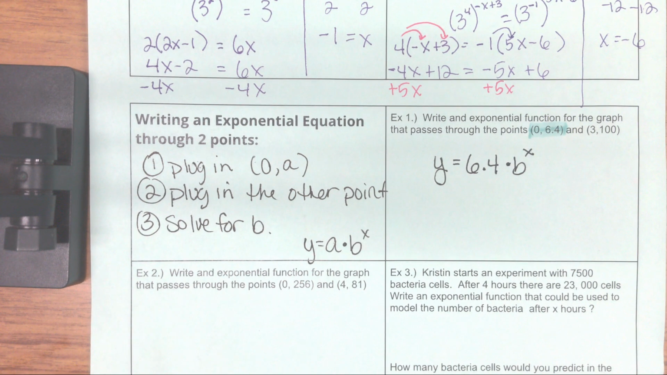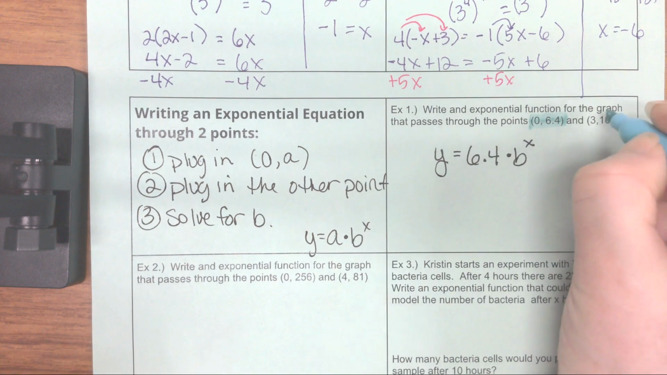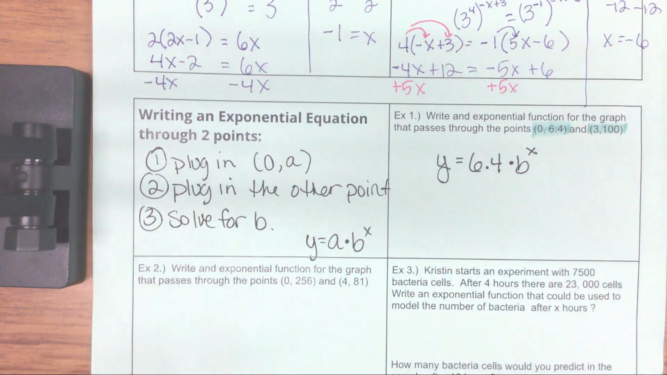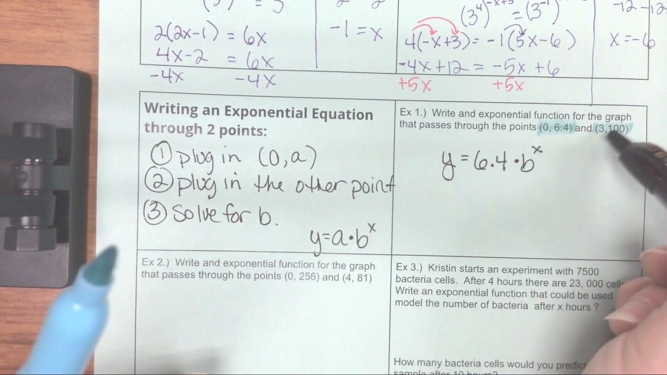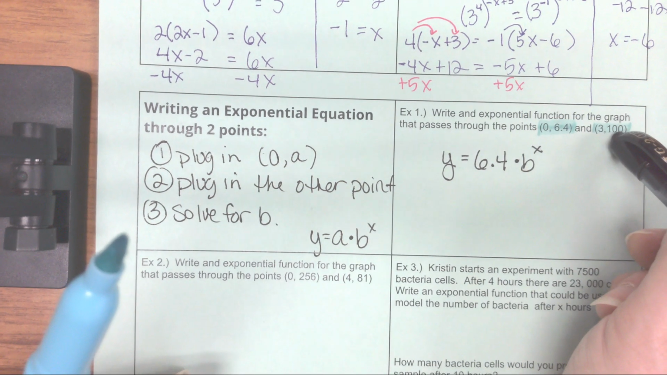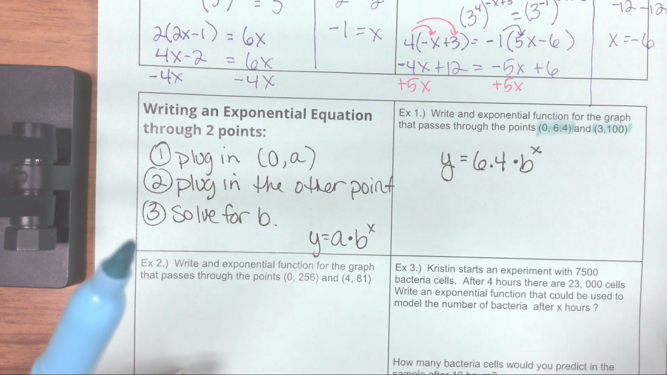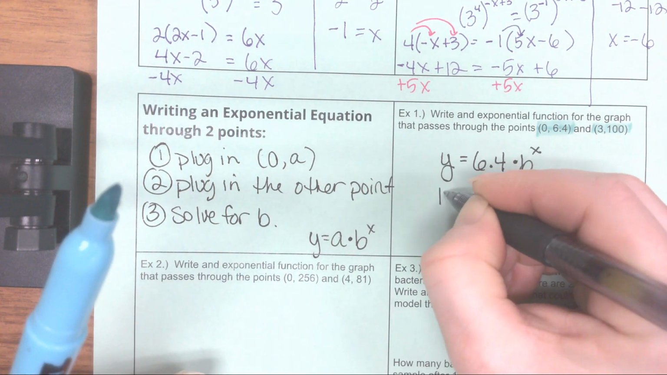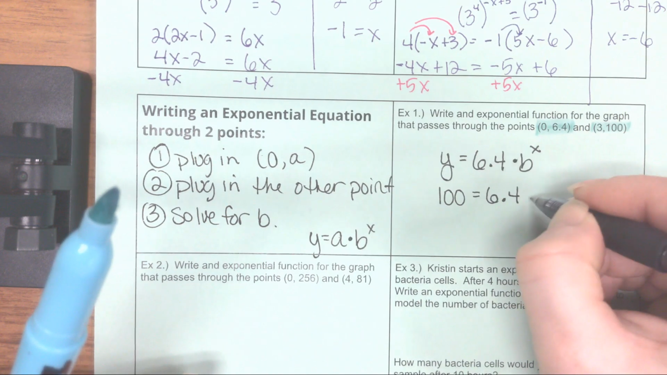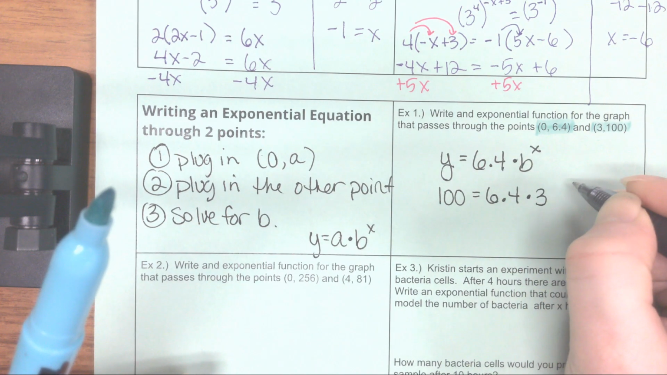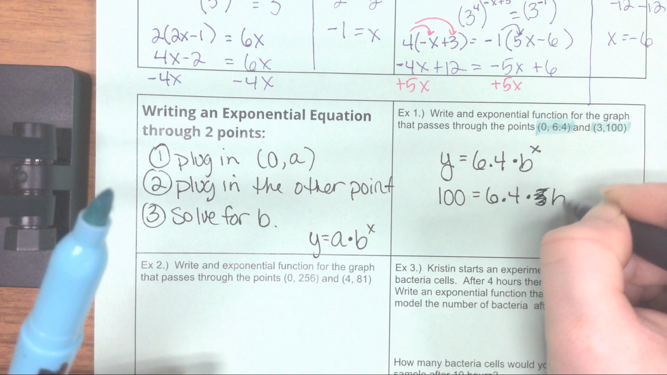Step 2, you're going to be given a second point. In this case, the point (3, 100). So the first number I'm going to plug in for x, and the second I'm going to plug in for y. So I do that, and I have the equation 100 equals 6.4 times b to the third.